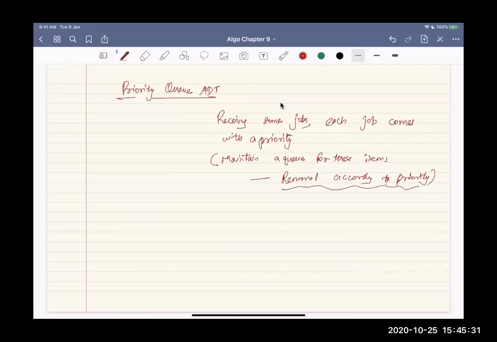And the jobs will keep on coming. Jobs may come at a given time together, or they may come at certain time intervals. And each time they'll come with a priority, but you want to always find the job with the highest priority. So you want to find jobs with the maximum priority.